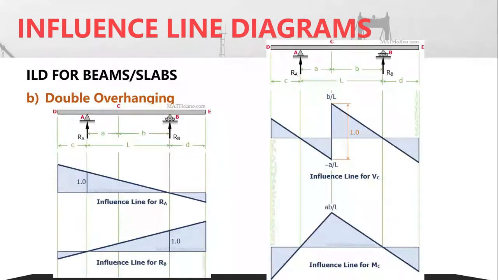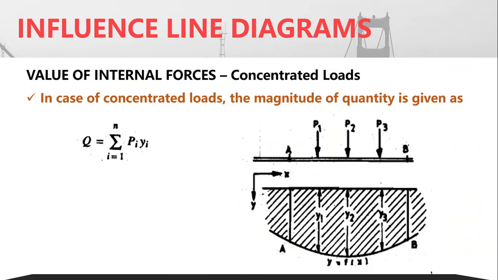And then we have the double overhanging case. For RA and RB you have the influence line diagrams like this. At this point the value will be 1, and at this point the value will be 1 for RB. And then you have the influence line diagrams for the shear force as well as bending moment at a section C, that is in between A and B. I hope you already know this, so I am not going into much detail. We shall directly deal with the basic concept and go for problems.